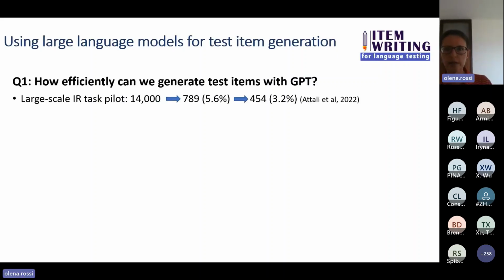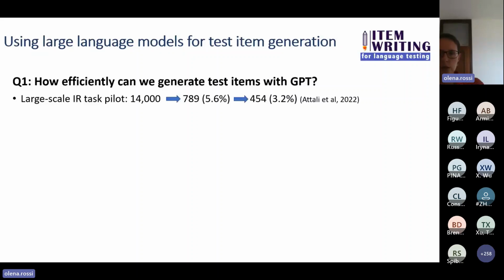Attali and colleagues have reported on a large-scale pilot of the interactive reading task. As the initial step, they generated 14,000 texts, including the topic and the title, using GPT-3 with 3-5 examples provided to the language model as training. Those passages were first evaluated automatically, after which 94.4% of passages were filtered out as unsuitable.